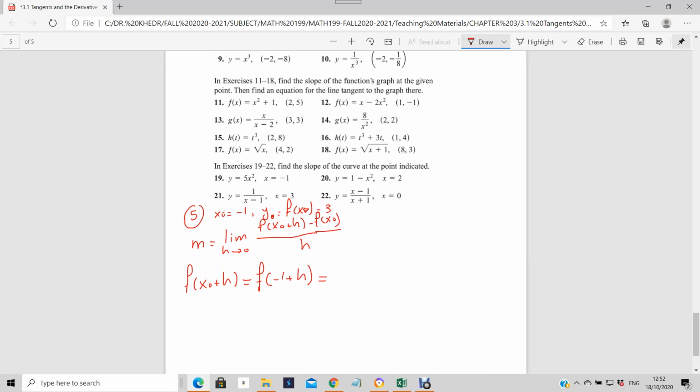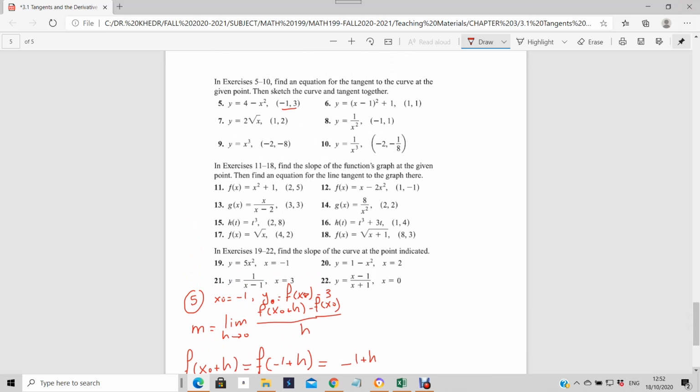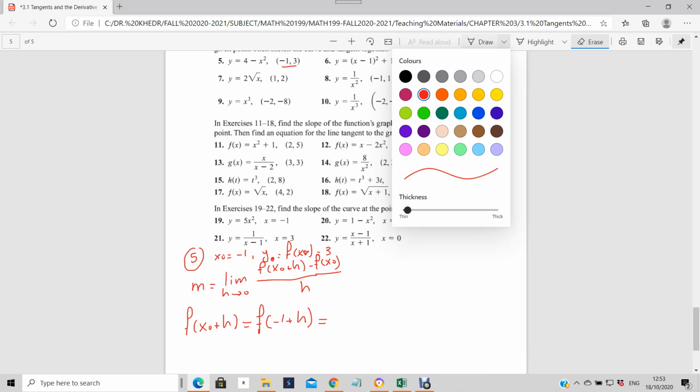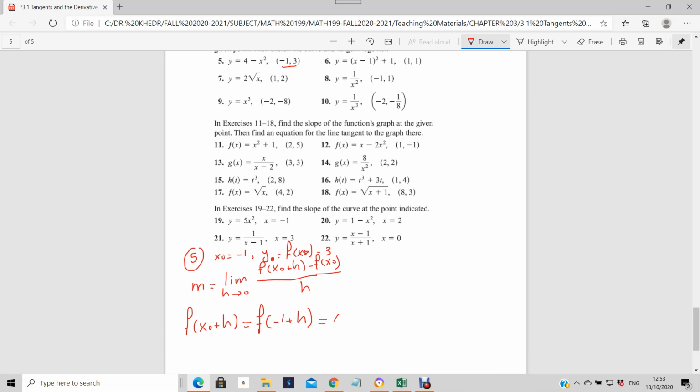Where is the function? Again, this is the function. We are talking about function number 5, 4 minus x squared, okay? So the function is 4 minus x squared, so I have to substitute here 4 minus, instead of x, -1 plus h. Okay, now we have to expand these brackets, so 4 minus, this is a square, right?